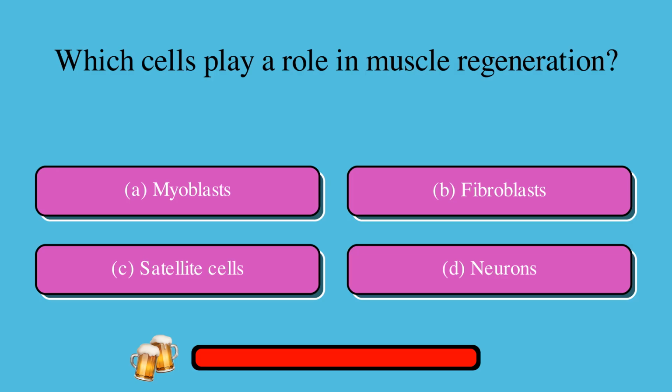Which cells play a role in muscle regeneration? A. Myoblasts, or B. Fibroblasts, or C. Satellite cells, or D. Neurons? The correct answer is C. Satellite cells.